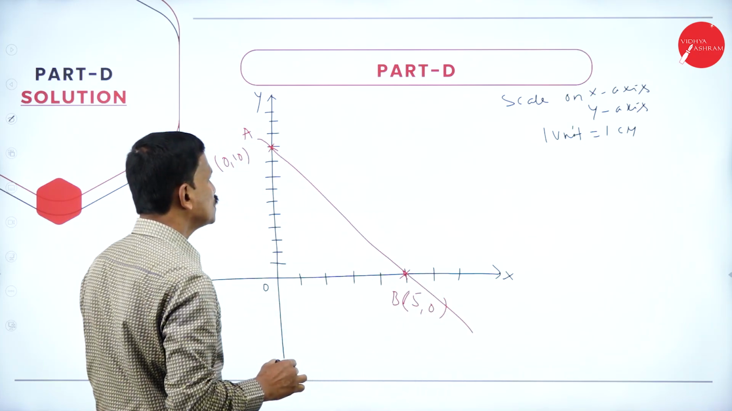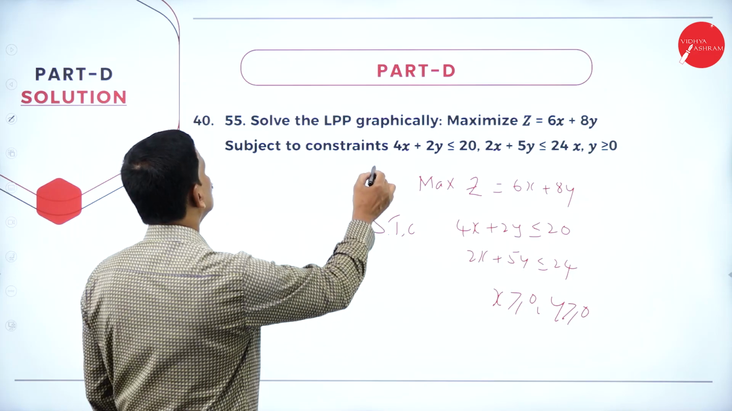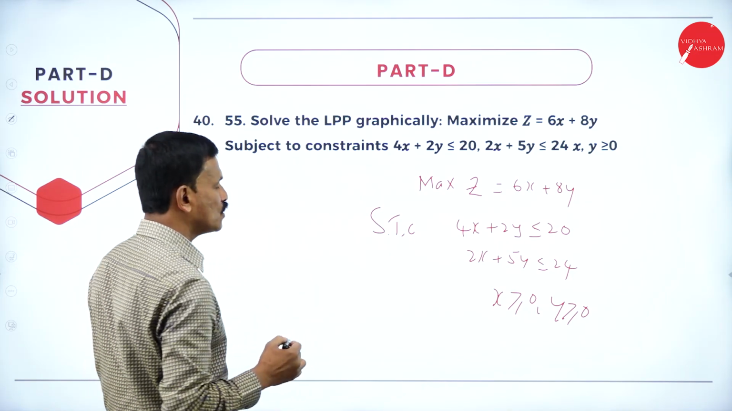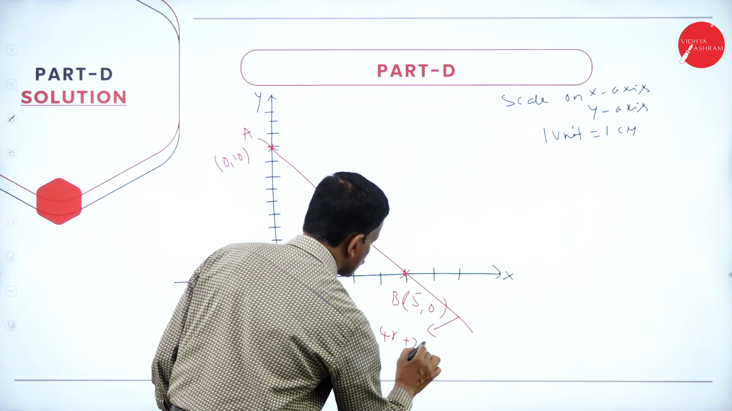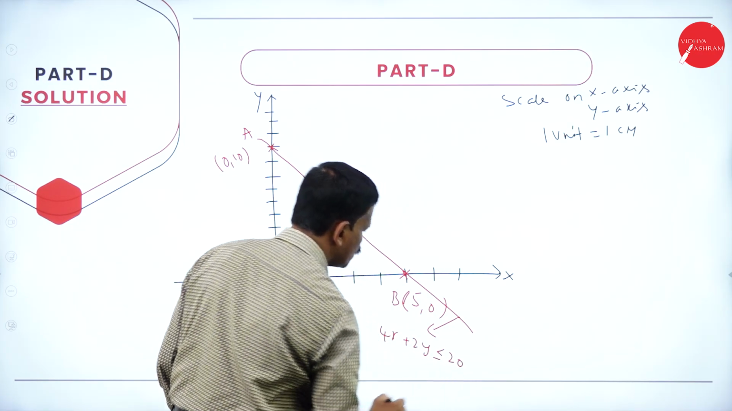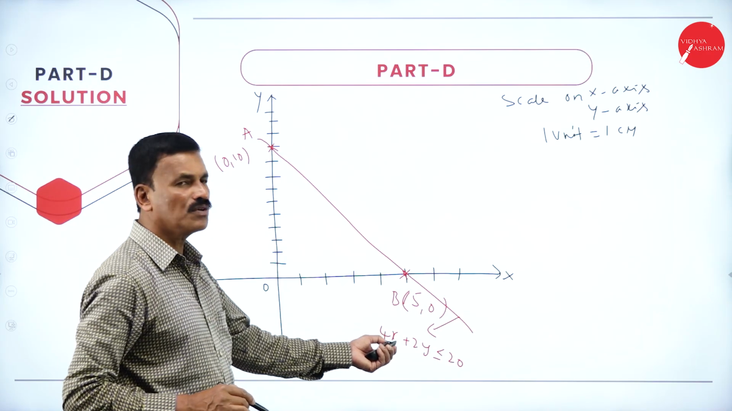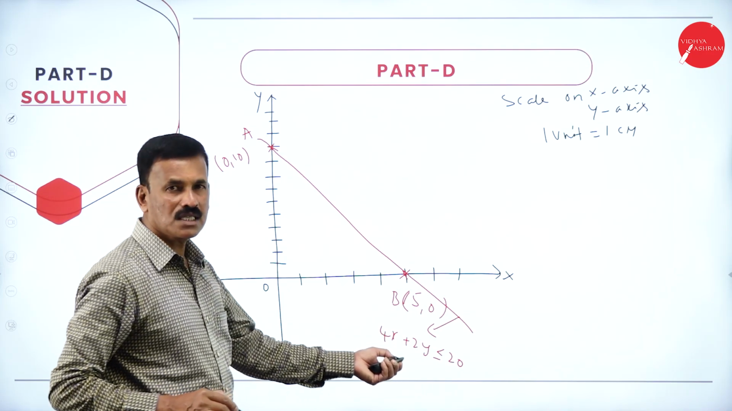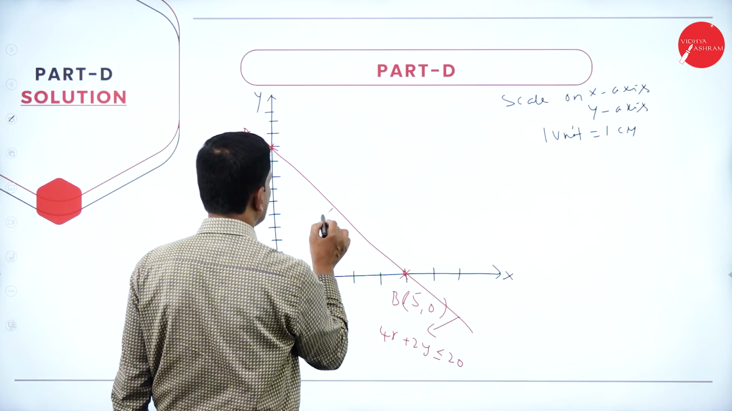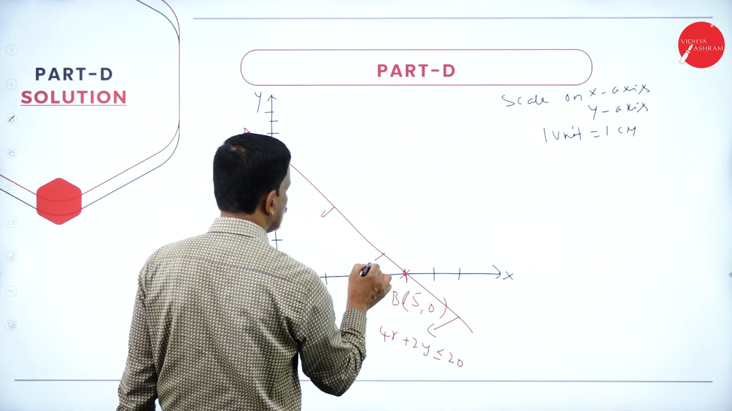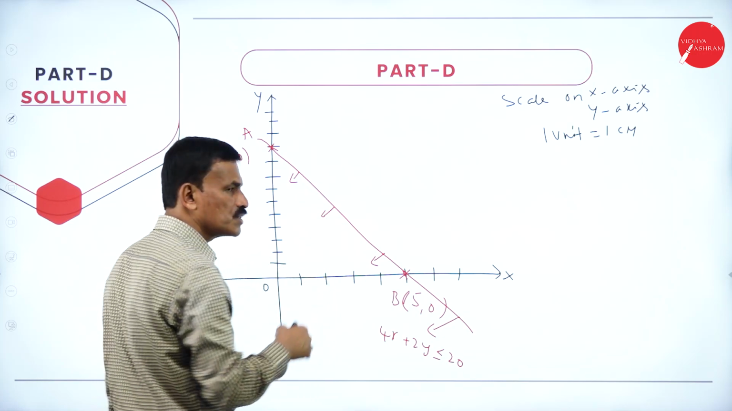So what is the condition given? First curve, 4x plus 2y is less than or equal to 20. If you put x is equal to 0, y is equal to 0, 0 is less than or equal to 20, which is true. Therefore, the feasible region is towards the origin. If it is less than or equal to, the feasible region is towards the origin.